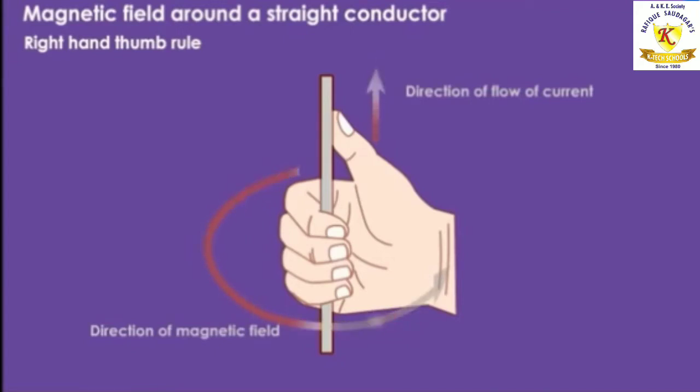So observe the given figure now. What you can see here: the fingers are curling in an anti-clockwise direction while the thumb is pointing in the direction of the current. Yes? Therefore, the direction of magnetic lines of forces is in anti-clockwise direction. So this is the right hand thumb rule.